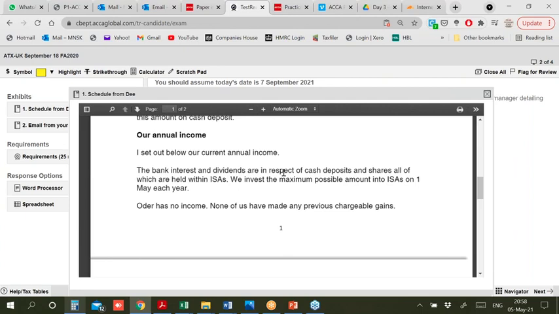The bank interest and dividends are in respect of the cash deposits, all of which are held in ISAs. We invest the maximum possible amount into ISA on 1st May each year. So guys, I'll stop here and ask you: I know that an ISA is an account in which you can deposit cash as well as shares. So on shares, whatever dividend comes, it will come directly into your ISA account and it will be exempt. The interest you receive on the cash in the account would be exempt too. So any return from ISA is exempt. But I would like to ask you, what is the limit of ISA? Tell me in the question section.